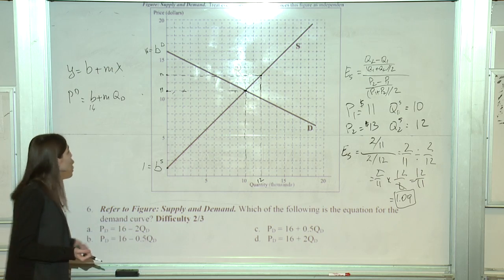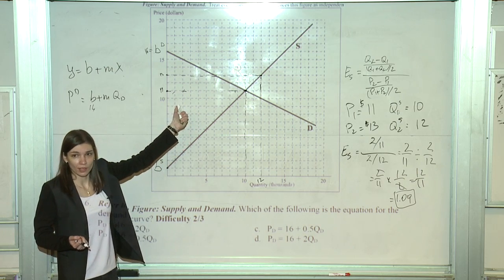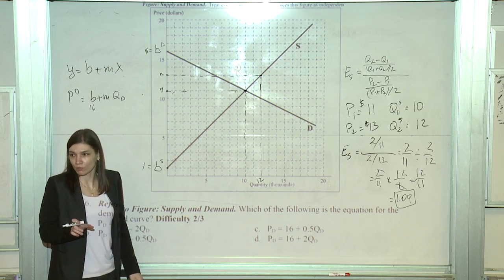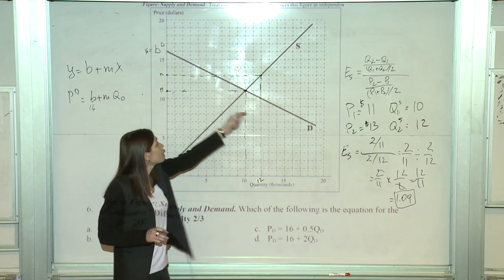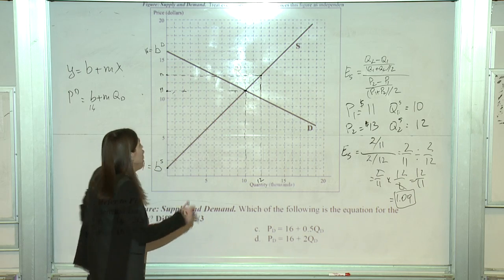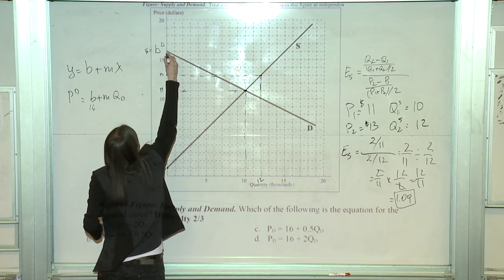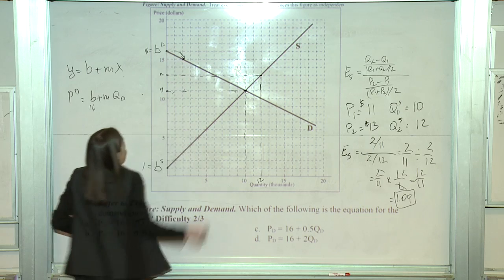Right? And for this, you can choose any 2 points on the demand curve, and then the slope would be the rise over the run. You can choose the intercept and the equilibrium, or any 2 points that are nicely defined so that you can see what's going on. For example, if I move from here to there, seems like this would work.